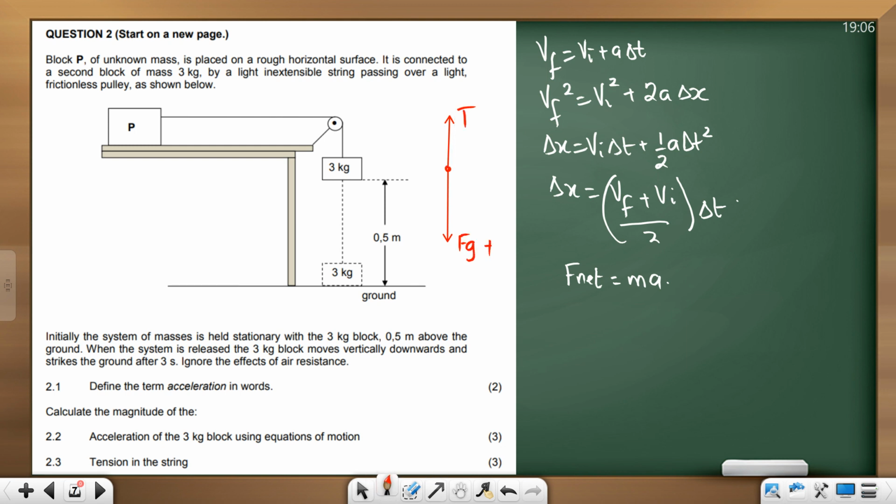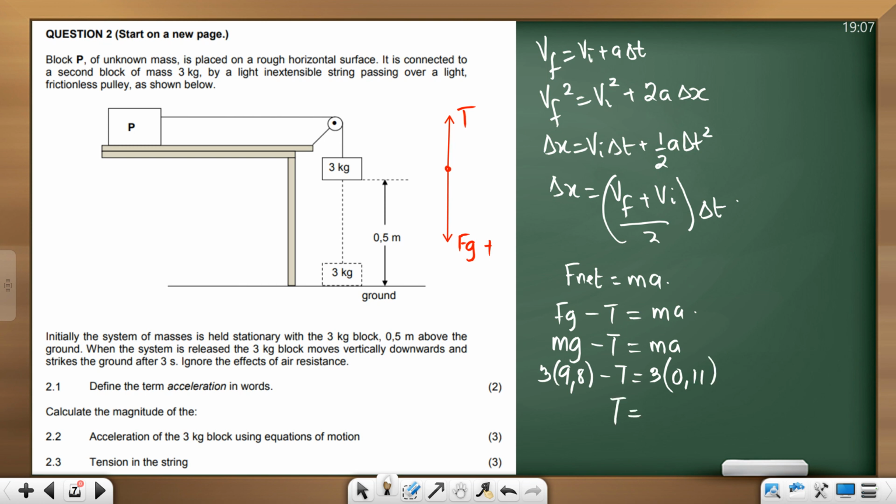Let's choose downward as positive because that's the motion. So what are we going to have? Fg minus tension equals ma. What is Fg, by the way? mg minus T. What's the mass? 3. What is g? 9.8, minus T. What is m again? What is our a? 0.11.